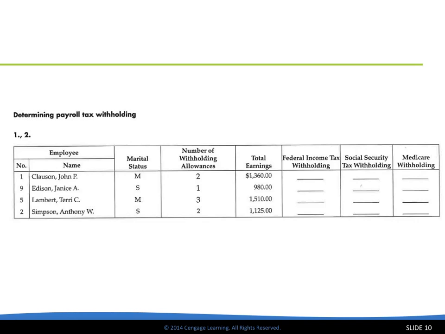Okay, so our first employee is married and has 2 withholdings. So we're going to use the married tax withholding. That is page 354. They had total earnings of $1,360. So I'm going to find the $1,360 wages on that table. I'm going to go over to the 2 withholdings, and I'm going to find that my total withholdings for federal is going to be $52.